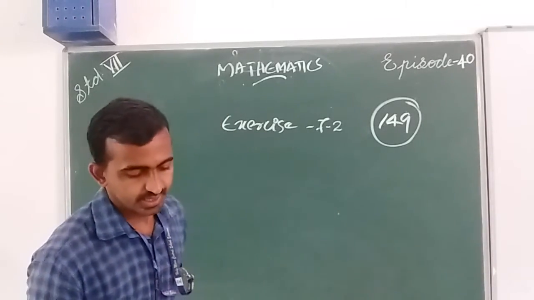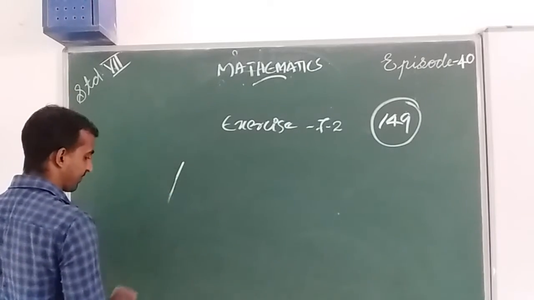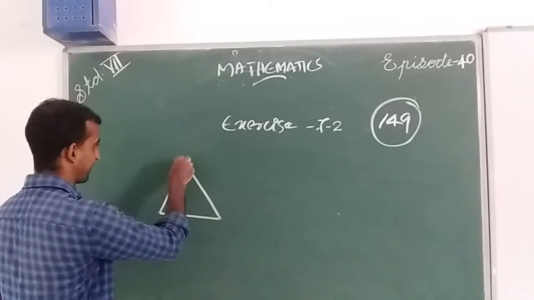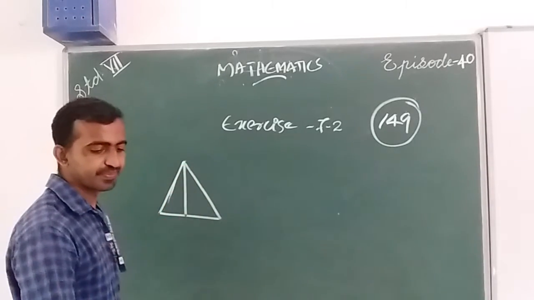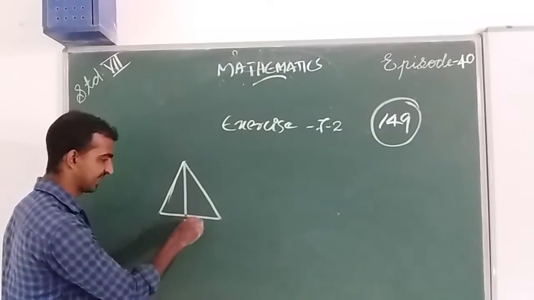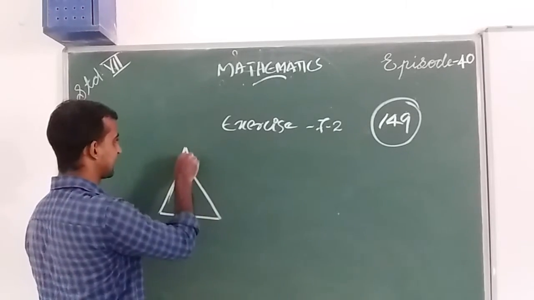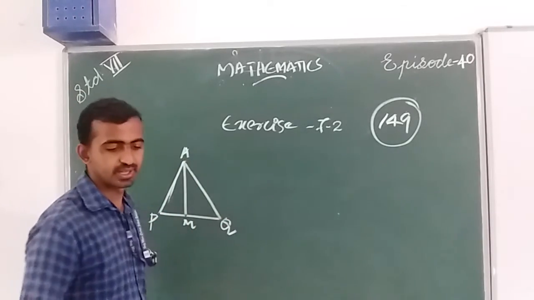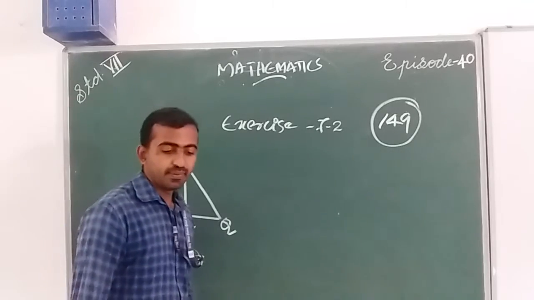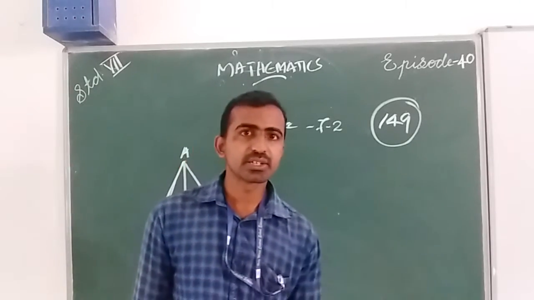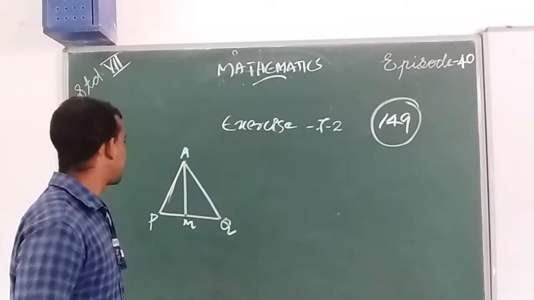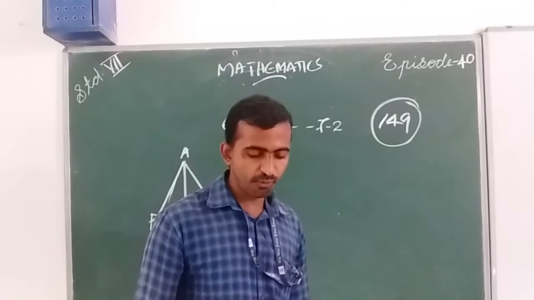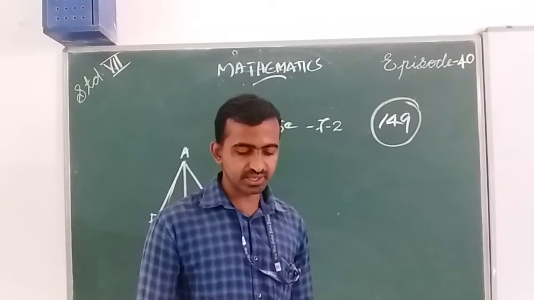Triangle. These are the figure. This is M and this is A. This is P and this is Q. If you have to show that triangle AMP and triangle AMQ are congruent, the following proof, supply the missing reasons.